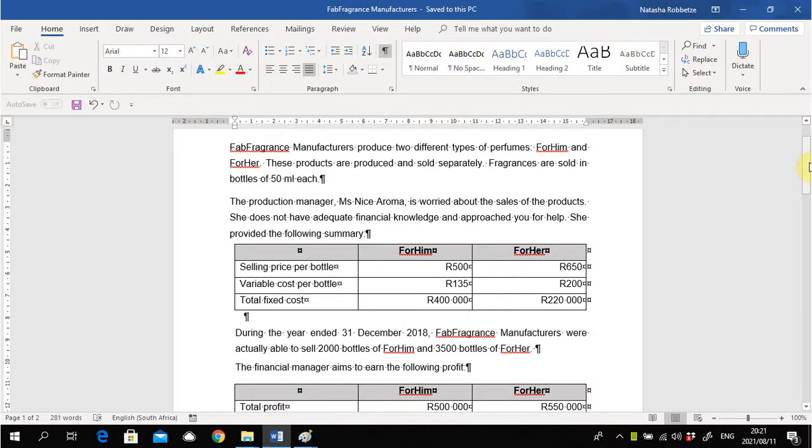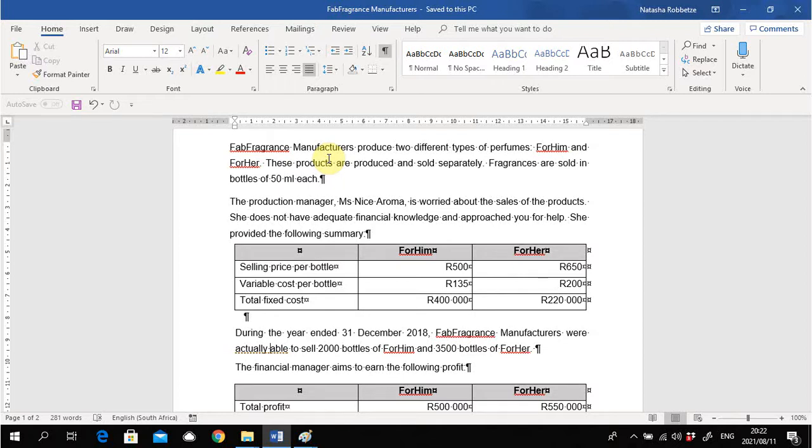This is a very nice old test paper, exam paper question. It's called Fab Fragrance. Let's read together. Fab fragrance manufacturers produce two different types of perfumes for him and for her. The products are produced and sold separately. Fragrances are sold in bottles of 50 milliliters each.